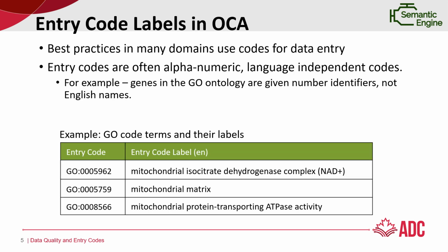Now, best practices in many domains might use complex codes for data entry. They might want to be language independent or for sorting ability, etc. Their entry codes are often alphanumeric language independent codes. So for example, the GO code terms and their labels: you'll have a GO term that's alphanumeric, but then the entry code label in English is a much more complete name. Again, it'll be the entry code that is recorded in the data set.